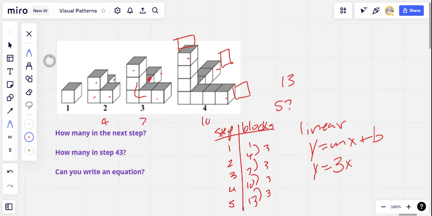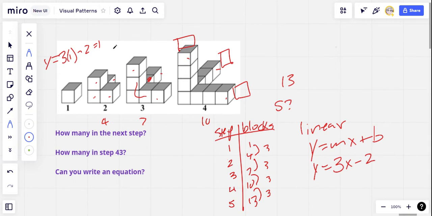If we did 3 times x, and x is the step number, 3 times 1. If that's all the equation was, 3 times 1 is 3, this would be predicting there are 3 blocks in step 1, but there's only 1. So to adjust that, our b is going to have to be a negative 2. Now this would be 3 times 1, which is 3, minus 2, that equals 1, and that's how many blocks we have there. So our equation would be y equals 3x minus 2.